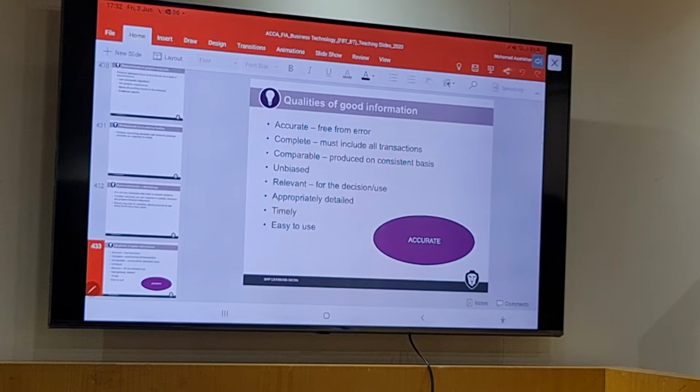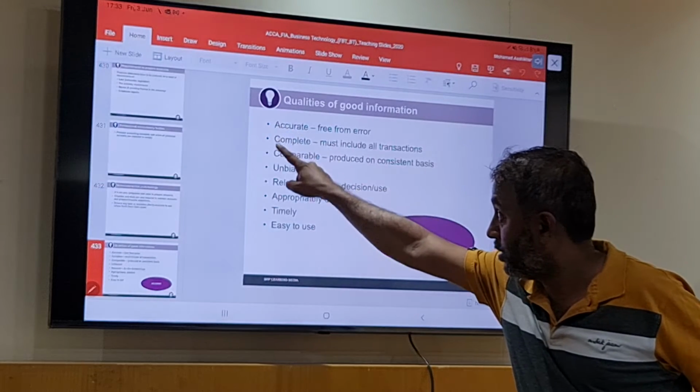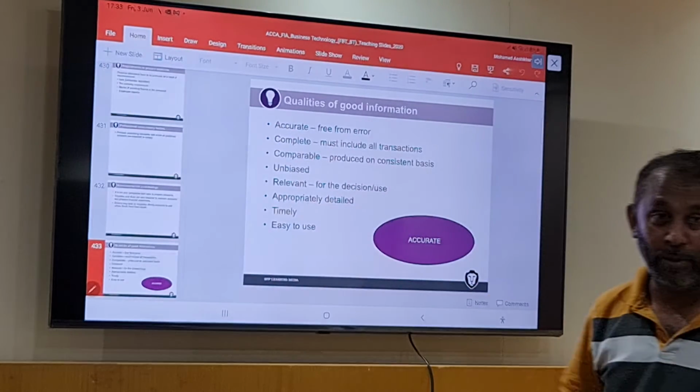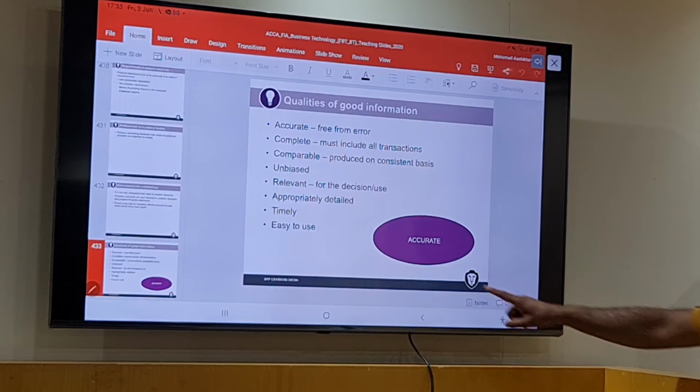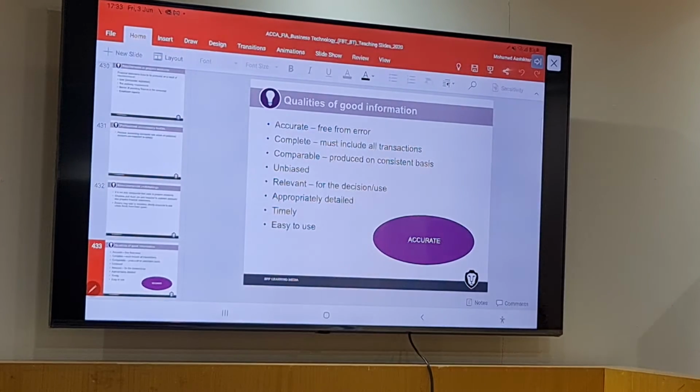Qualities of good information. If you read the first letters in this, you will read it as ACCURATE. That comes in management accounting also. Free from error, complete, comparable, unbiased, relevant, appropriately detailed, timely, easy to use. So we call it an acronym: ACCURATE.